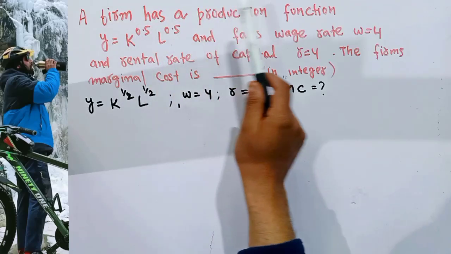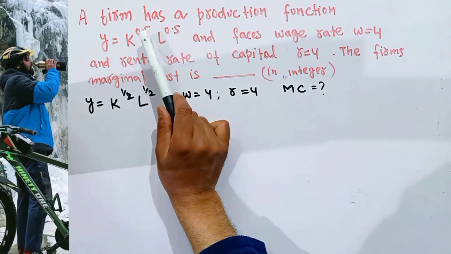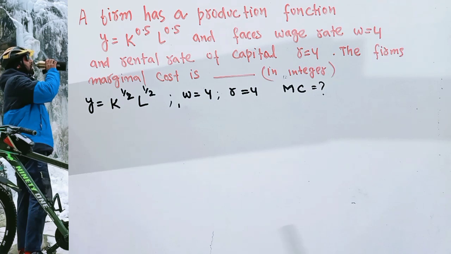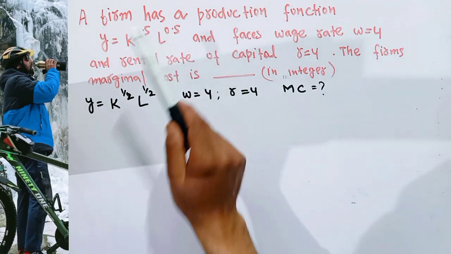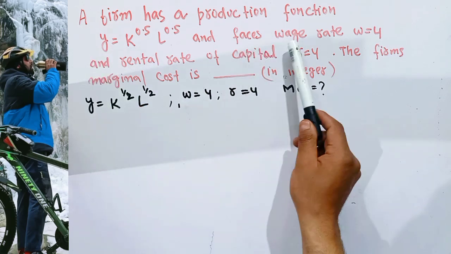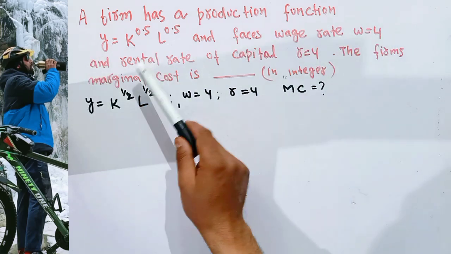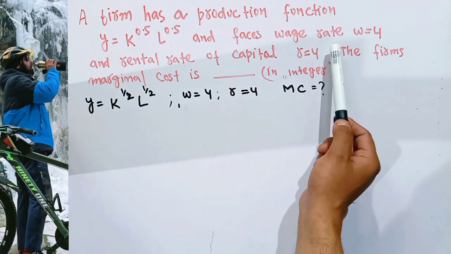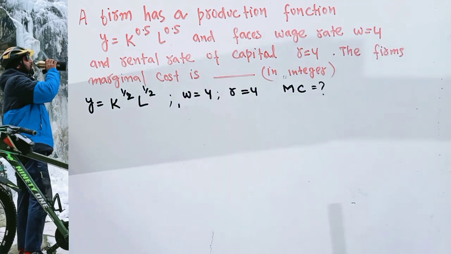Question is, a firm has a production function y is equal to k to the power 0.5 times l to the power 0.5. K and l denote the capital and labor, and y denotes the output, and faces a wage rate w is equal to 4 and rental rate of capital, that is r is equal to 4. The firm's marginal cost is, we need to find out.